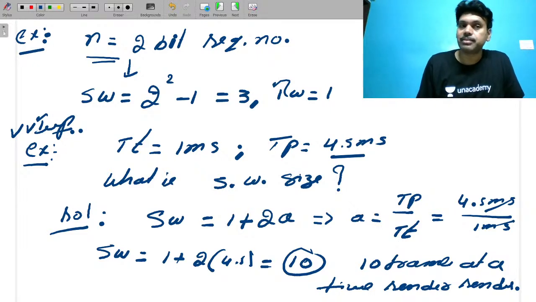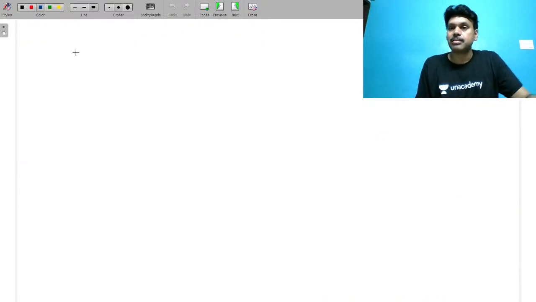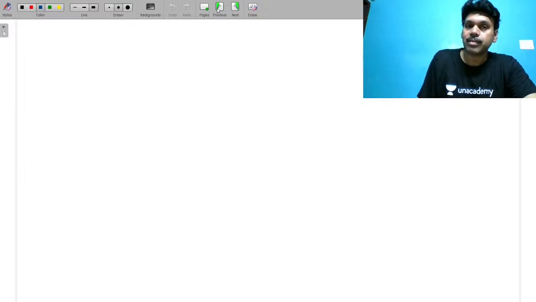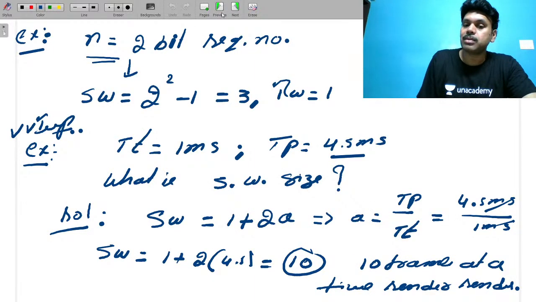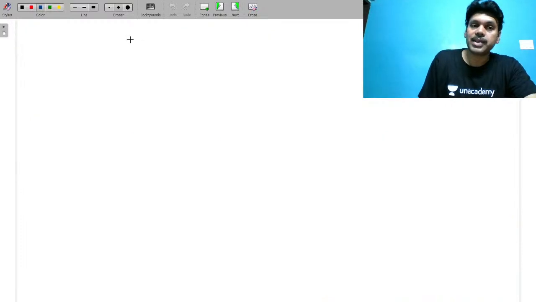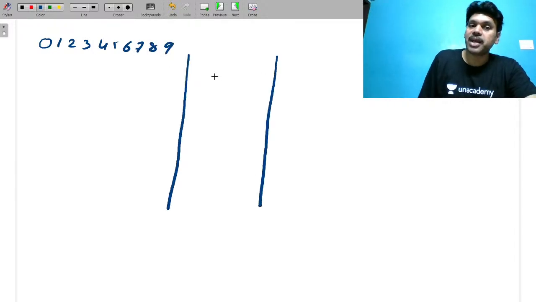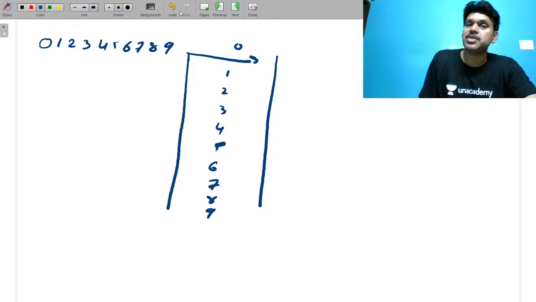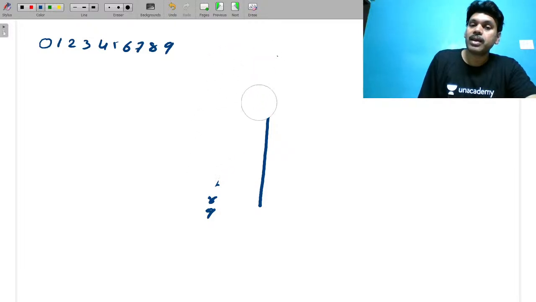Please observe carefully. According to the previous example, I can send 10 frames at a time. Please see: 0, 1, 2, 3, 4, 5, 6, 7, 8, 9. 10 sequence numbers I am taking. So I am pushing 10 frames: frame 0, 1, 2, 3, 4, 5, 6, 7, 8, 9. Why am I writing this many? You have to ask me why. Let me explain once again before writing these.